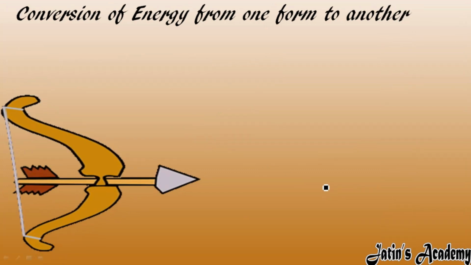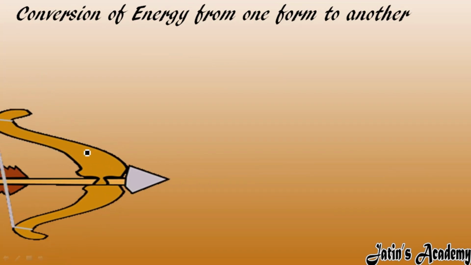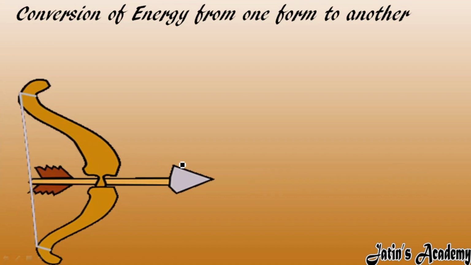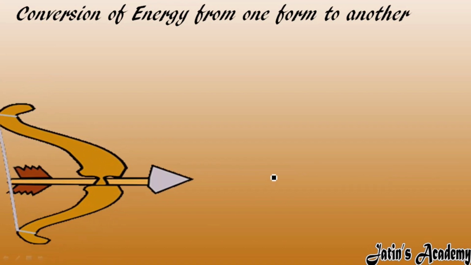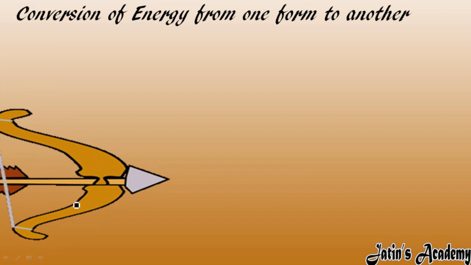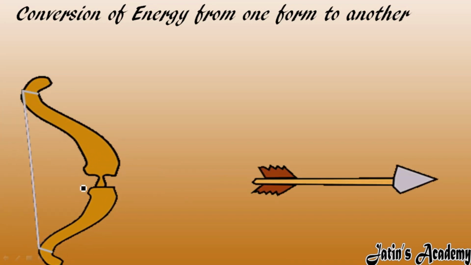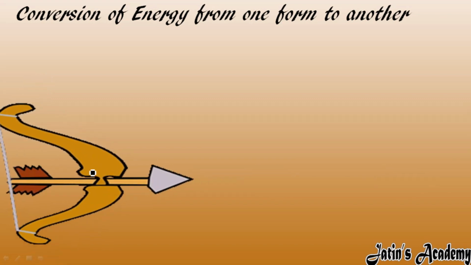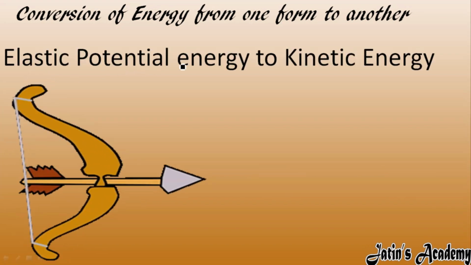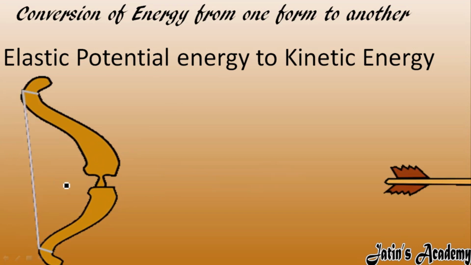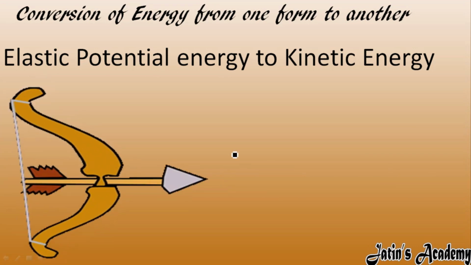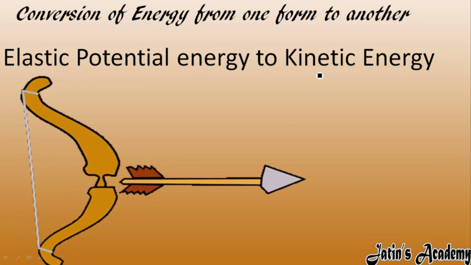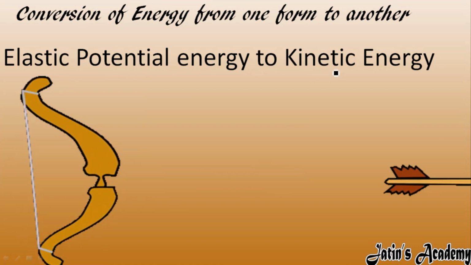Next, when we stretch a bow, we are transferring energy to the arrow, and the arrow moves in the forward direction. When we stretch the bow, we apply force on it and it gets stretched. Which form of energy is stored in the bow? That is elastic potential energy, and it gives energy to the arrow, which is moving, so it is kinetic energy. So elastic potential energy is converted into kinetic energy.